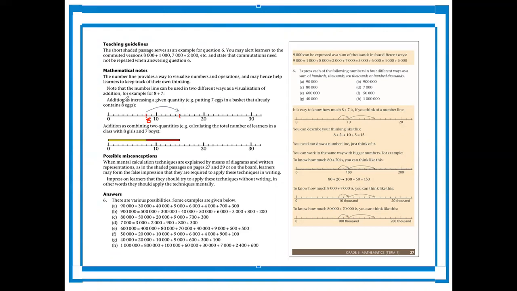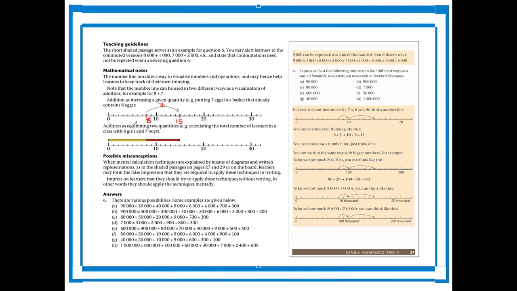Okay, just hang on. Let's read this. Addition as increasing a given quantity. Example, putting 7 eggs in a basket that already contains 8 eggs. So here we are adding 7, and here we have 8 over here. And if we add them, we'll go 9, 10, 11, 12, 13, 14, 15. So we'll get to 15 over there.